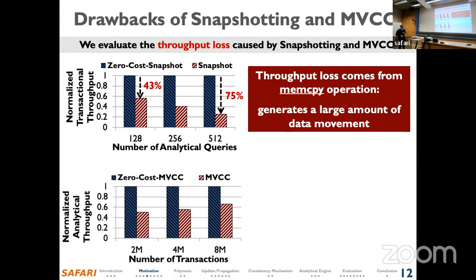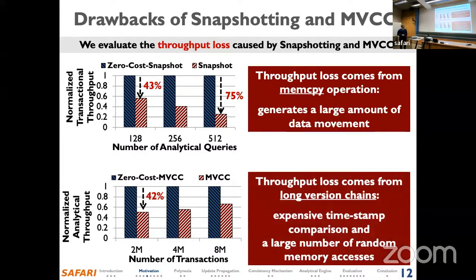Likewise, we analyze the cost of the MVCC approach. Here again, the x-axis has transactionals, and the y-axis has the normalized analytical throughput for two systems: a system with zero cost of employing MVCC, and another with the cost of applying MVCC. Similarly, we see a drop in the throughput of analytical queries. This is caused by a pointer chasing problem. You have to go through all of those timestamp version chains to figure out which one is the most recent version of the data. This is quite costly because the data can be quite sparse in memory, which causes random memory accesses in the system.